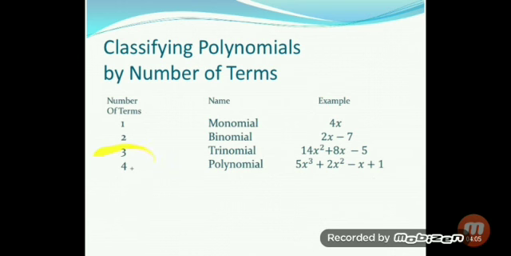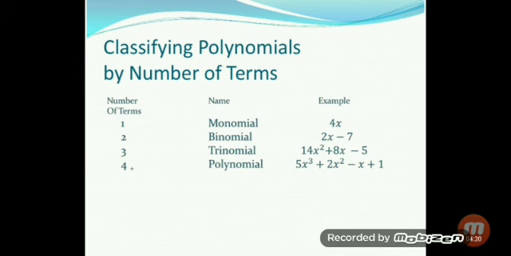If the polynomial has 3 terms, then it is known as a trinomial. For example, 14x square plus 8x minus 5. Now, if the polynomial has 4 or more terms, then it is known as a polynomial. For example, 5x cube plus 2x square minus x plus 1.